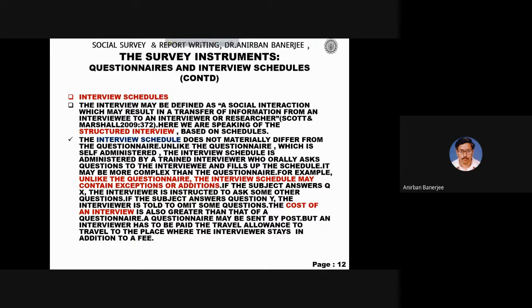It may be more complex than the questionnaire. For example, unlike the questionnaire, the interview schedule may contain exceptions or additions. If the subject answers question X, for example, the interviewer is instructed to ask some other questions. If the subject answers question Y, the interviewer is told to omit some questions. The cost of an interview is also greater than that of a questionnaire. A questionnaire may be sent by post, but an interviewer has to be paid the travel allowance to travel to the place where the interviewee stays, in addition to a fee.